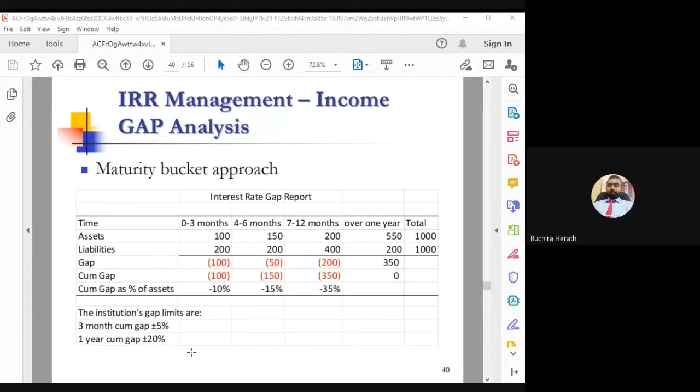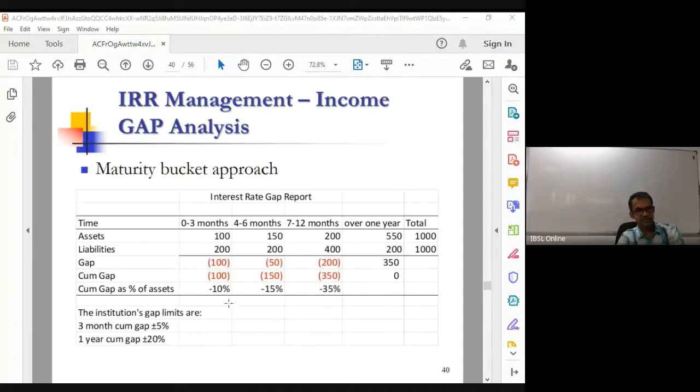You can increase your assets. Yes, both are having negative gaps. So therefore, you have to increase assets in 0 to 3 months, and to increase the cumulative gap here, you can increase assets anywhere up to 1 year. So how do you do that?